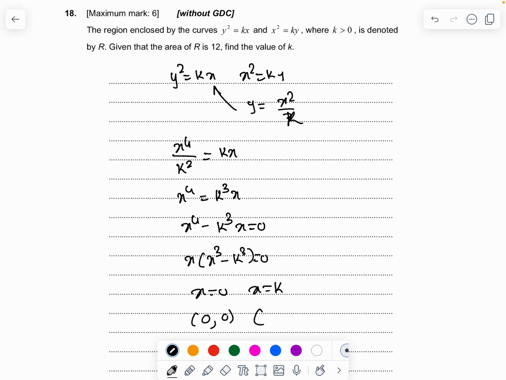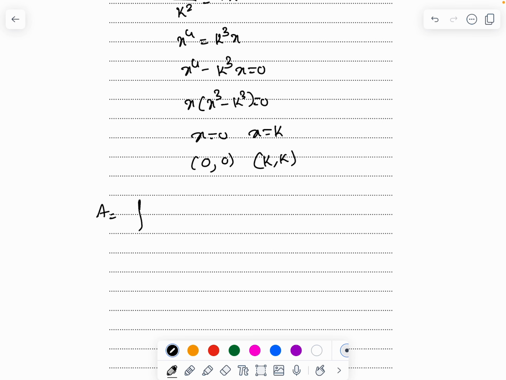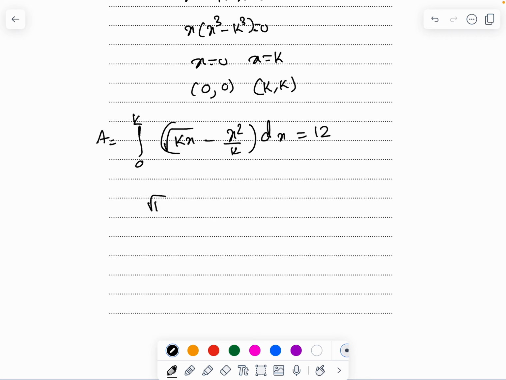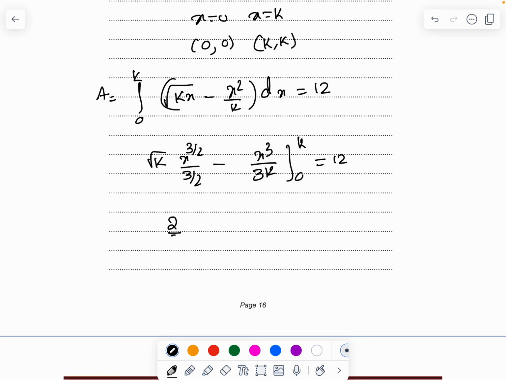So what are the values? 0, 0 and k, k. Now I have to find the area between 0 to k. Square root of kx minus x squared by k dx, and this area is 12. Square root of k, x power 3 by 2 by 3 by 2 minus x cubed by 3k from 0 to k equals to 12. So 2 by 3 k square minus k cubed by 3 equals to 12. K cubed by 3 equals to 12. This gives me k value as 6.